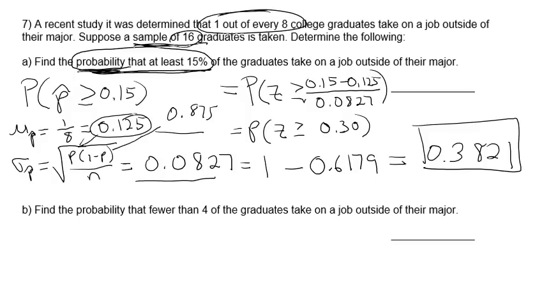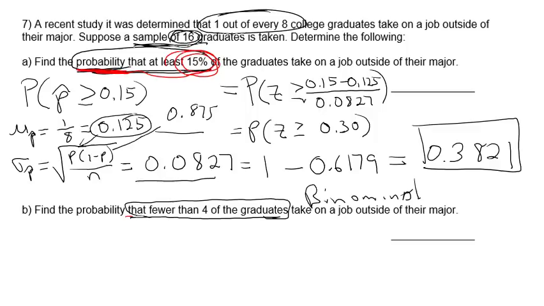For part B, you look at this problem, it's talking about how many. Fewer than 4 graduate, right? We're talking about how many from a sample. We are talking about a binomial. Okay? Notice how proportions and binomial problems are very closely related. But in the first one, we talked about the probability associated with a percentage. Now we're asking how many. So we're talking binomial now.